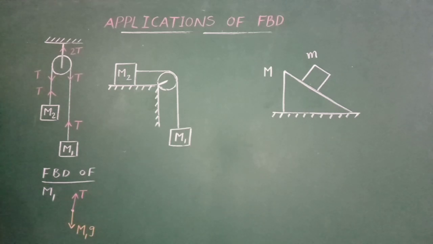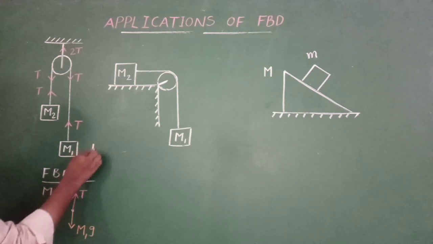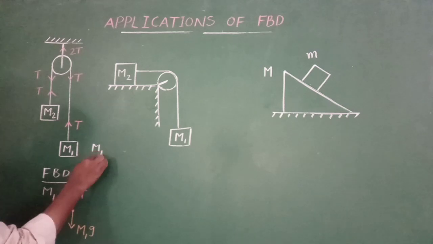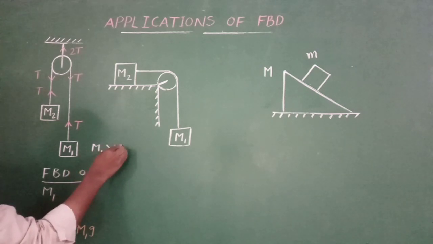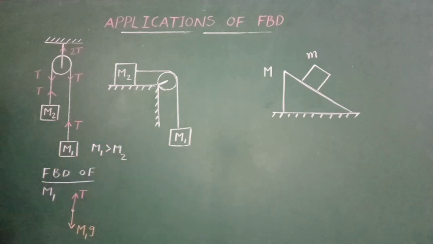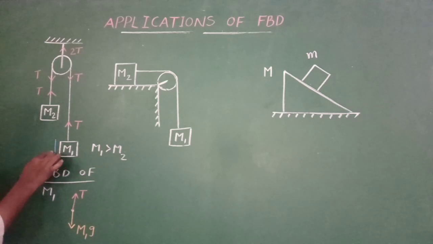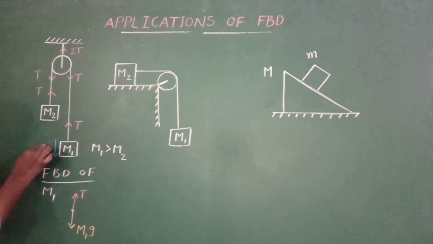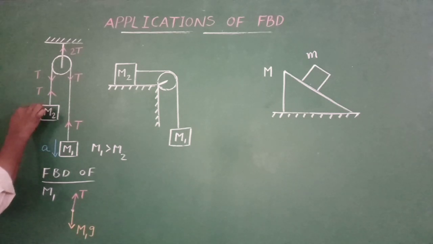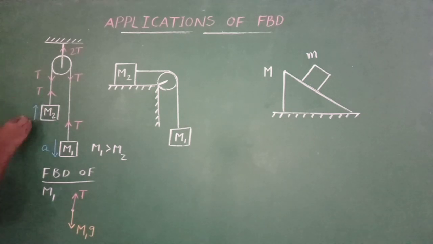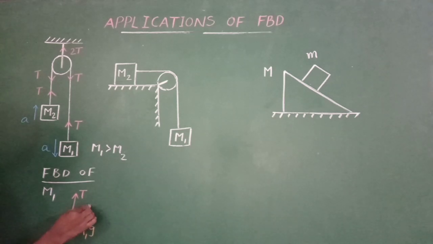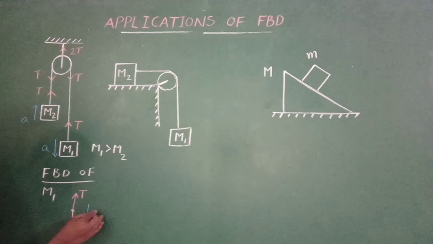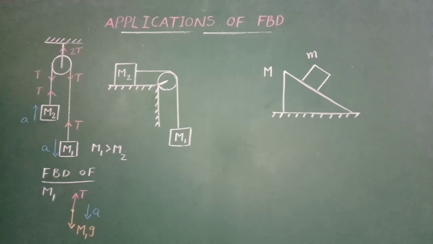In this case, if M1 is greater than M2, then M1 moves downward and M2 goes upward with a certain acceleration. This acceleration is taken as a. Both blocks are moving with the same acceleration a. So the resultant acceleration is acting in the downward direction on this block.